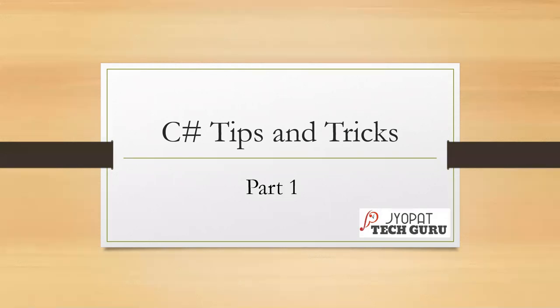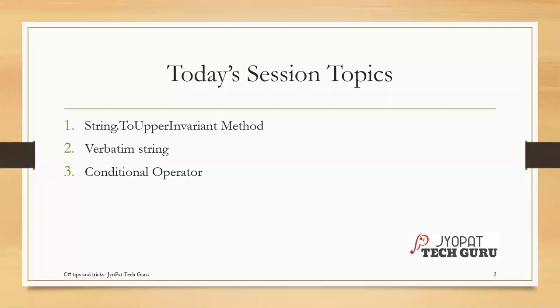Today, I'm going to discuss C Sharp tips and tricks. Within this, we are having 3 points. First one, String.ToUpperInvariant method. Second one, verbatim string. And third, conditional operator. So let us try to understand each and every point in detail and try to implement them within the program.